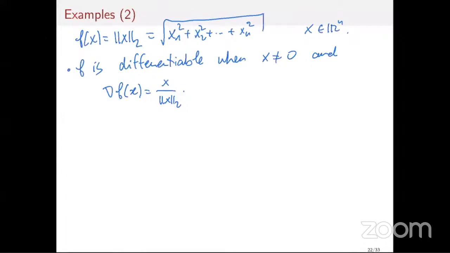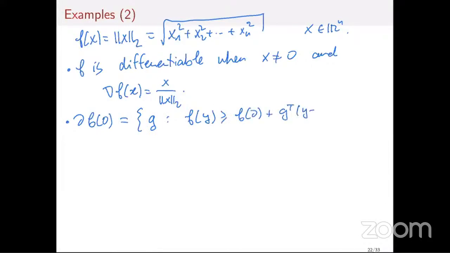So now, obviously, the question is what happens at 0: what is the subdifferential at 0? The definition: df at 0, the set of subgradients at 0, is the set of g such that f of y is bigger than f of 0 plus g transpose (y minus x). I can simplify this. It is the set of g such that the norm of y is bigger than f of 0, which is 0, and x is equal to 0 as well, so this is bigger than g transpose y.